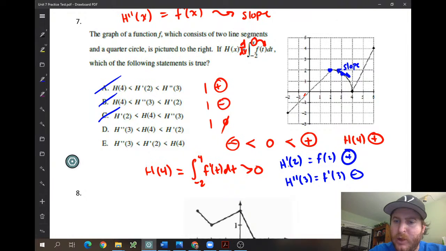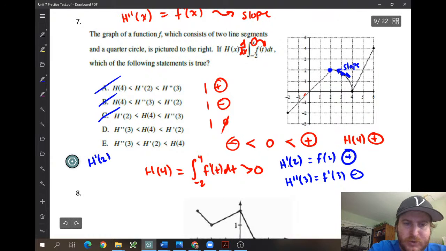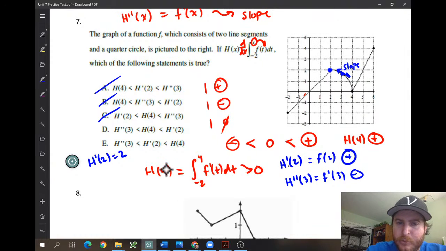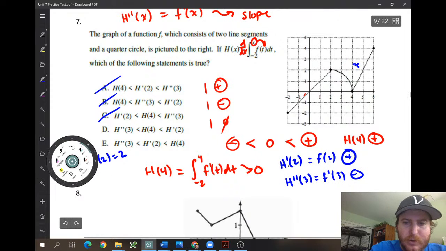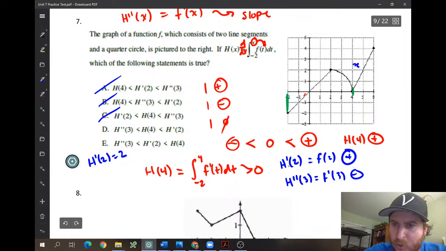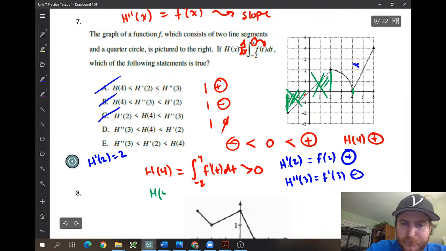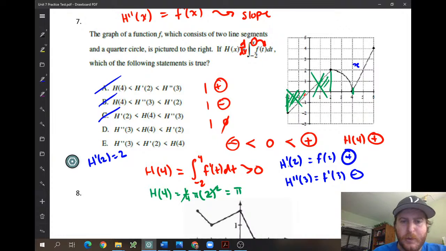Well, which one is more positive? What would h prime of 2 be? H prime of 2 is the y value. So h prime of 2 will be 2. And then h of 4 is my integral. So for h of 4, I'll use another color. Let's use green. Was my integral from negative 2 to 4. So we said that these two areas canceled out. So really, it just ends up being the area of that quarter circle. So h of 4 will be 1/4 pi times the radius 2 squared, which will be pi. Well, pi is bigger than 2, right? Pi is bigger than 2. So I know h of 4 is my biggest term, so it's choice E.